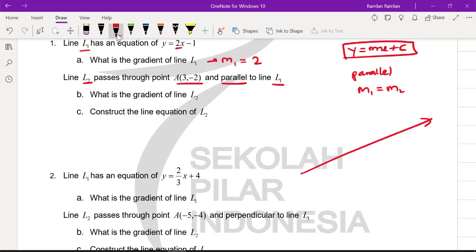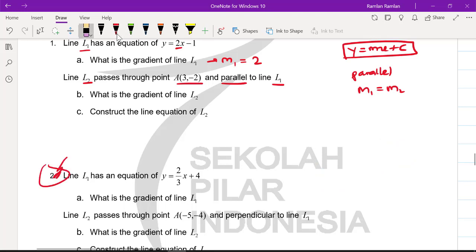For example, if I have this line, let's say the slope is 2, and I have another that is parallel, so this line also has the gradient of 2, because they have the same exact slope. Okay, so again, but if they're perpendicular, let's do number 2 later on.